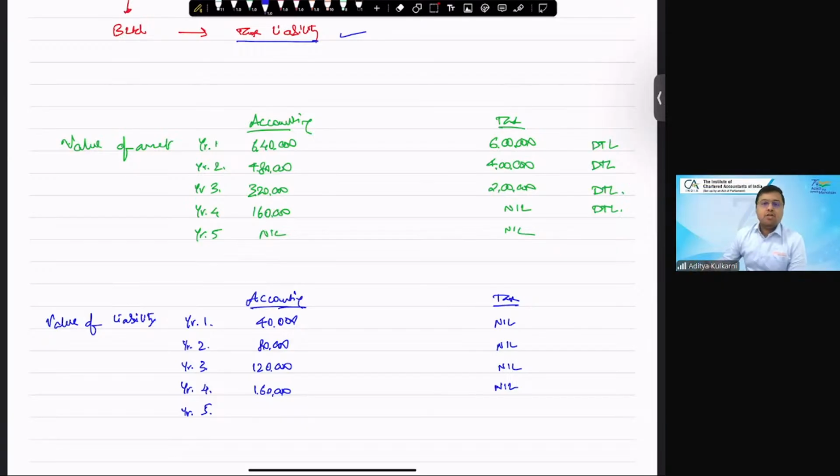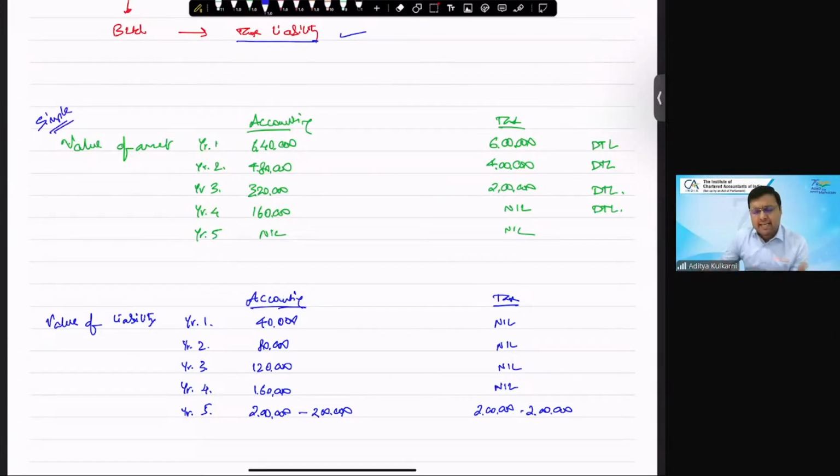Year 5, you have accrued another 40,000 and paid the full amount. And in tax also, you would have accounted 2 lakhs and paid 2 lakhs. Are you able to follow this? Yes, sir. Now let us understand the reasoning for this. Why it becomes a deferred tax asset. This is very simple to understand. This is a little difficult.